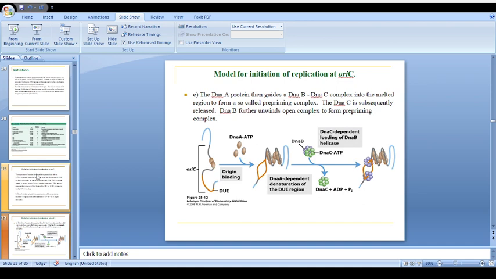Here we can see from the diagram, for this pre-primer complex formation, it requires the energy that is in turn provided by binding with ATP. Once the DNA B is loaded by the helicase loader DNA C, the ATP is hydrolyzed and it gets converted to ADP and Pi to form the open complex or pre-priming complex.